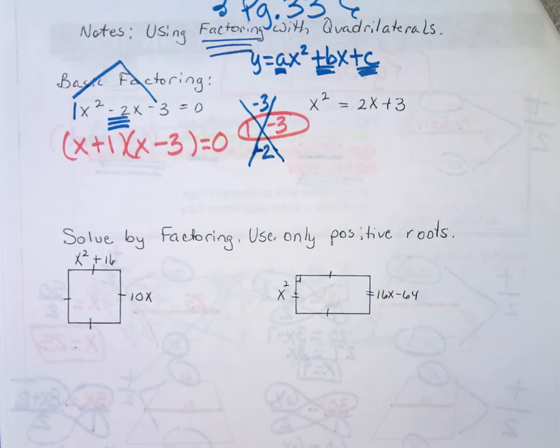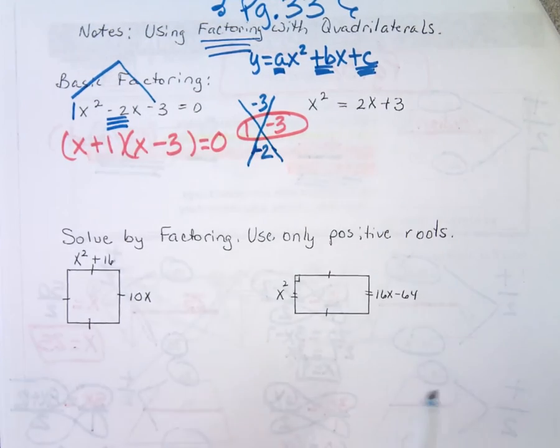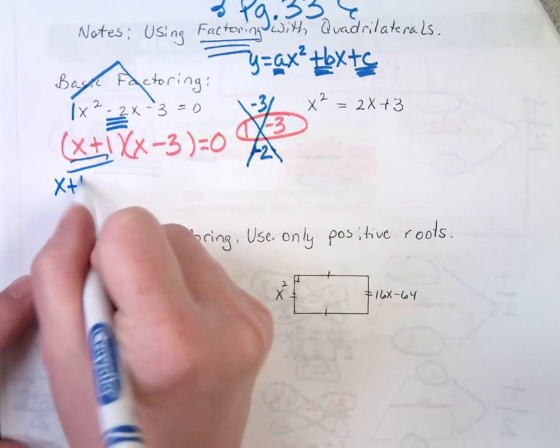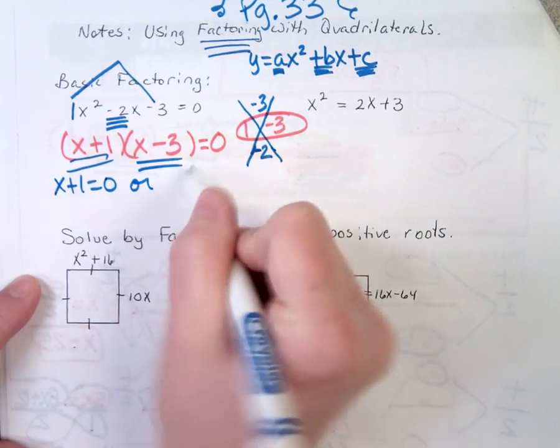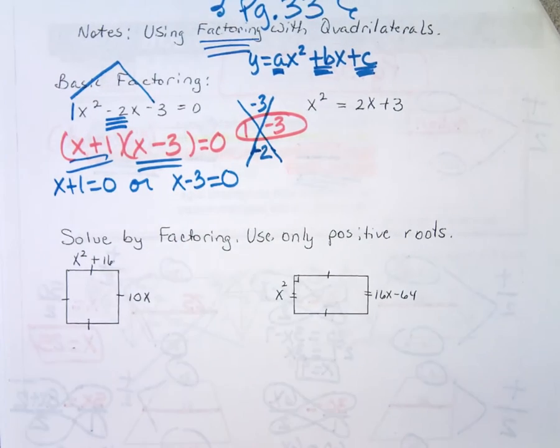The way this works is that is telling you that you got two numbers multiplying together, and those two multiplied together make an answer of 0. Well, the only way things multiply to give you 0 is if one of the things is a 0. So you set either the first factor, x plus 1, equal to 0, or you set the second factor, x minus 3, equal to 0, and then you just solve those two simple equations.